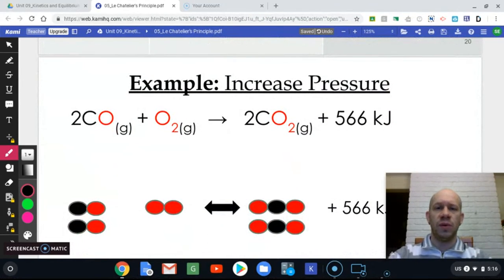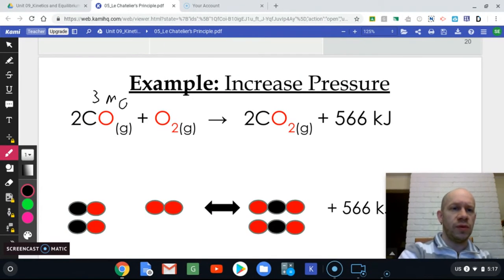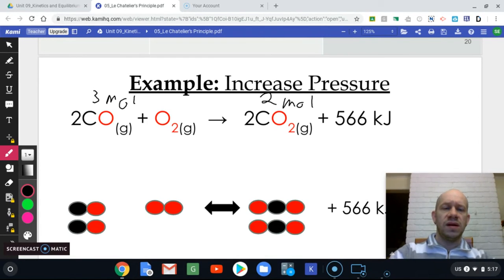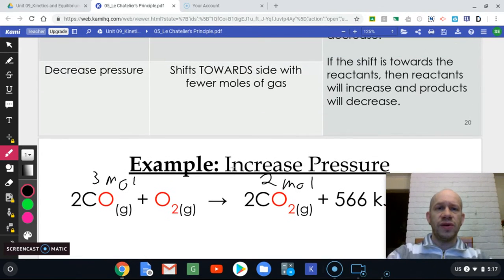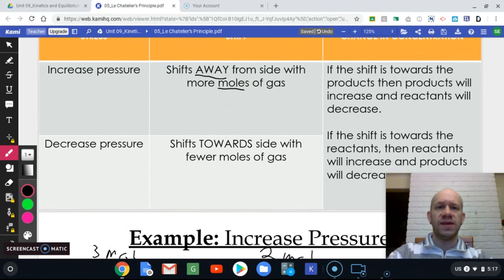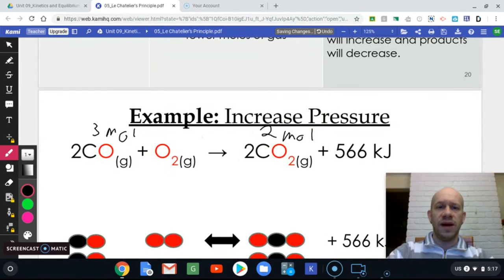So when I'm talking about the moles, I'm going to add up the total coefficients on my products and my reactant side. So on this side, I have 2 plus 1, so I have 3 moles on this side, and 2 moles on this side. So if I increase the pressure, I'm going to shift away from the side with more moles. Therefore, I will shift away from the 3 moles, which means this will go down, this will go down, and this will go up.